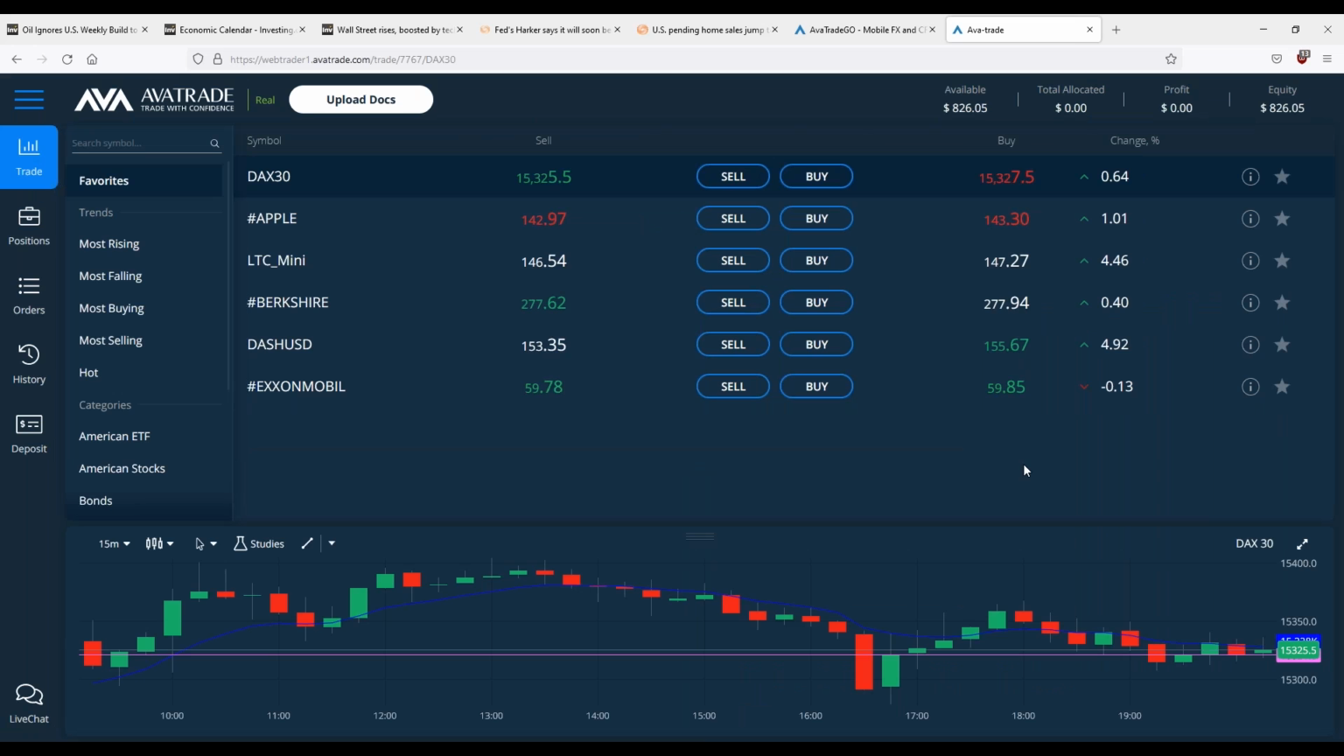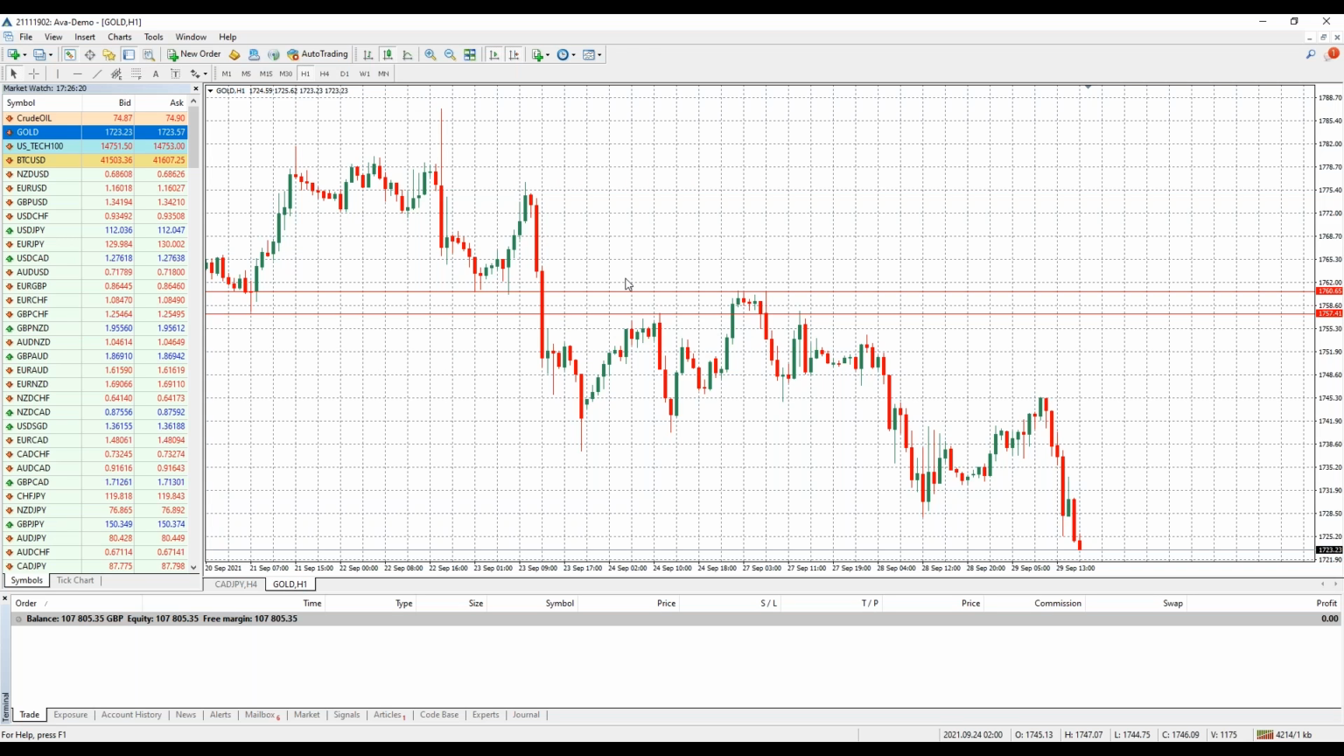And by the way, you can trade on the WebTrader platform not just from your PC or your Mac, but you can also log into it and it works on mobile devices. So you can use AvaTrade Go on your mobile, and you can also use the WebTrader on your mobile device. Real quick, let's jump on the MT4 platform.